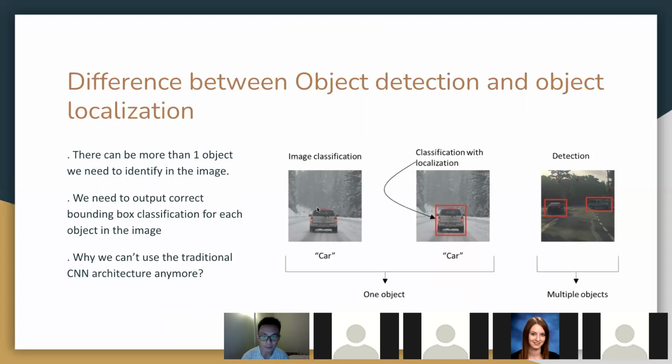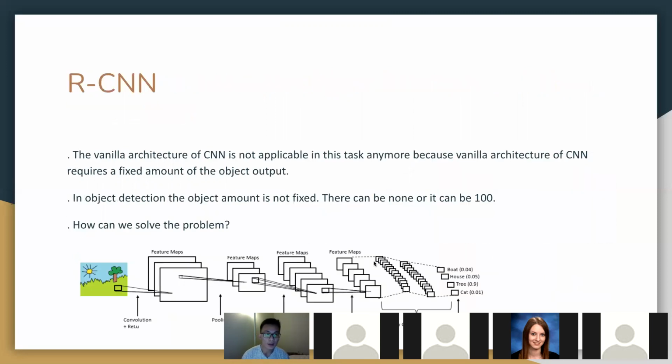So the vanilla architecture of CNN, the base CNN, is not applicable in this task anymore, because the architecture of a CNN requires a fixed number of outputs, right? Even if we ask for coordinates, it's fixed. But in object detection, the number of objects is not fixed. There can be one object or no object.